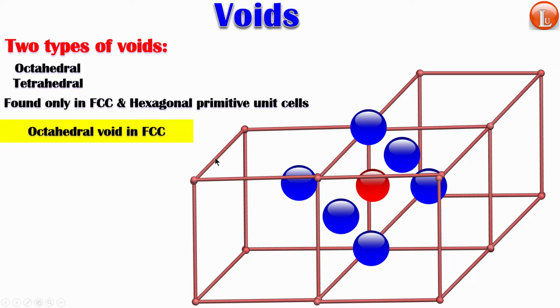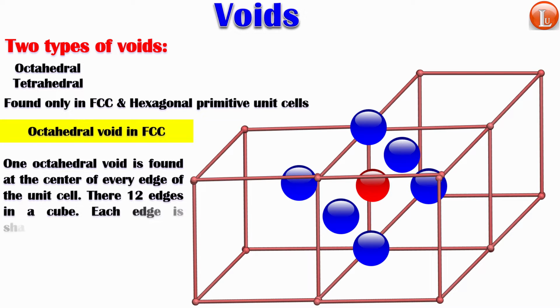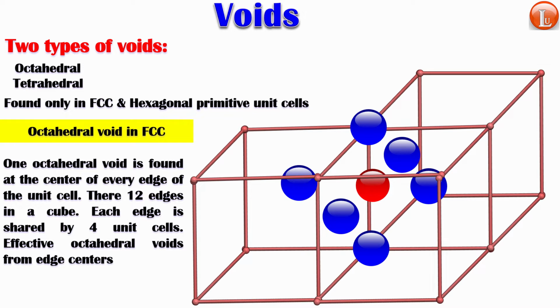So the contribution of this void for one unit cell is going to be 1 by 4, and there are 12 edges. So 12 into 1 by 4 makes it 3. So one octahedral void is found at the center of every edge of the unit cell. There are 12 edges in a cube, and each edge is shared by 4 unit cells. Effective octahedral voids from edge centers would be 3. But there is one more. This is the octahedron I was talking about.